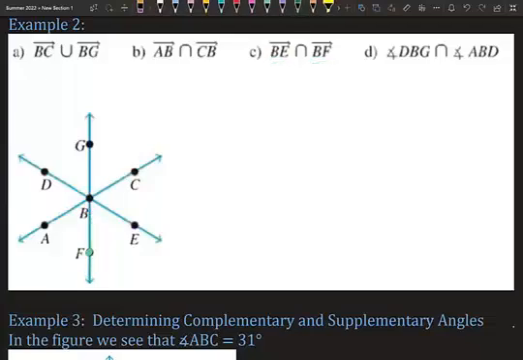Alright, part D. We have angle DBG. So DBG, and that's an angle. And then we have angle ABD. So ABD. And we want to know where do they intersect. So they actually intersect, the pink meets the green right here at this ray. So it's actually ray BD.